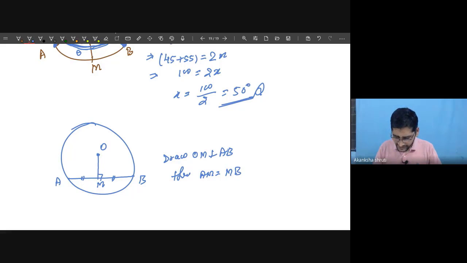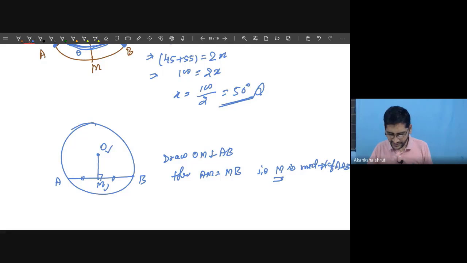Or even if we are joining the midpoint of AB, M is midpoint of A and B. So even if we are joining the midpoint of AB with the center O by the line, then that will be perpendicular. So the angle will be 90 degrees.